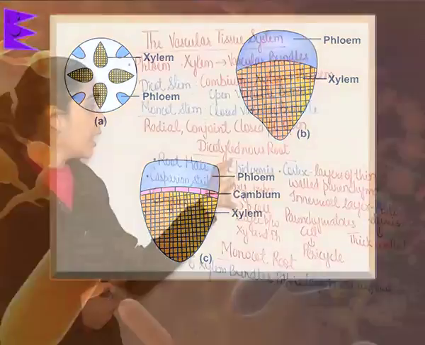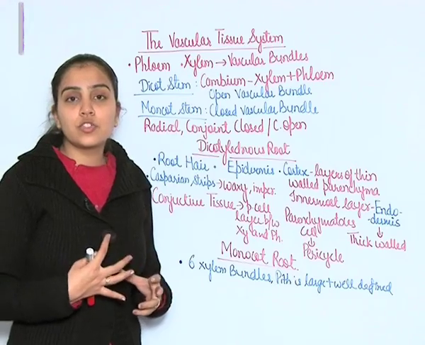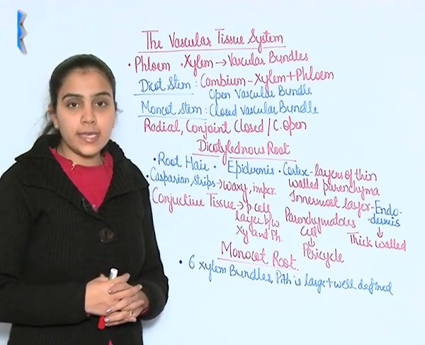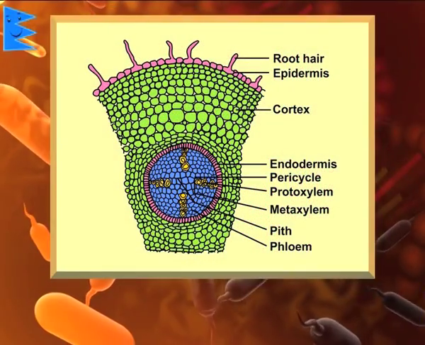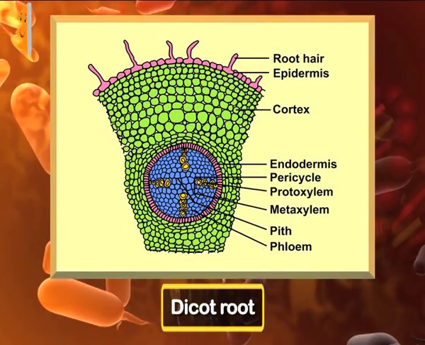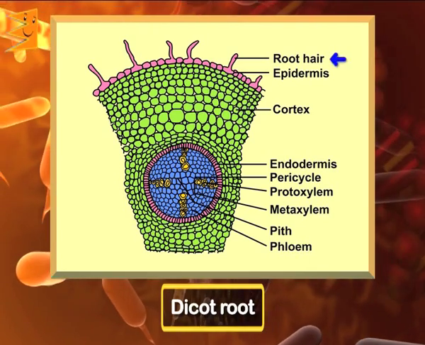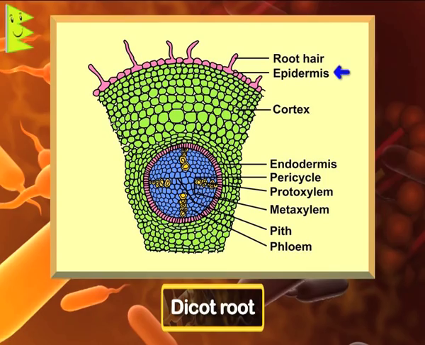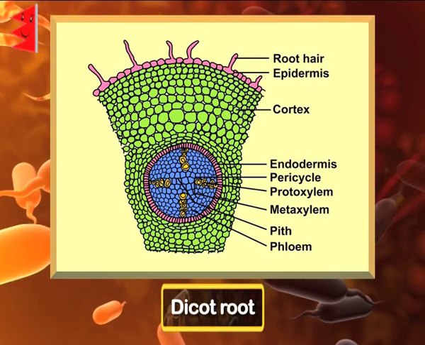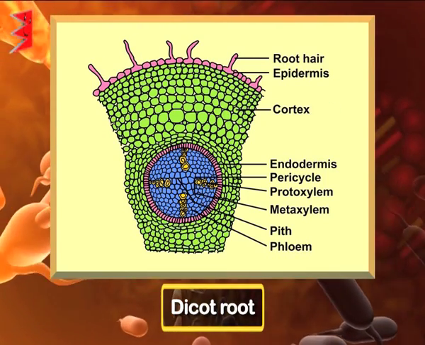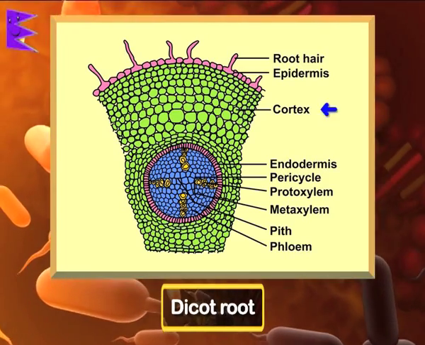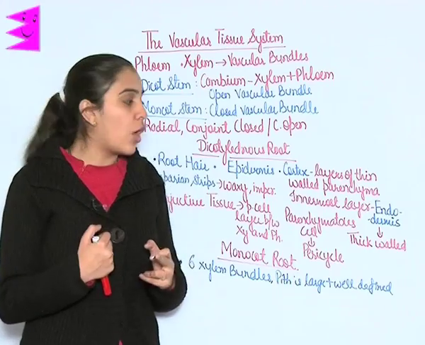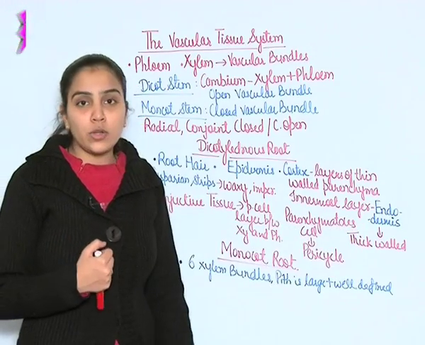phloem. Now let us understand the structure of the dicotyledonous root. You can see in the diagram, it has root hairs. Below root hairs is epidermis, and after epidermis cortex is present. Cortex is nothing but layers of thin walled parenchyma, and the innermost layer of cortex is known as endodermis.